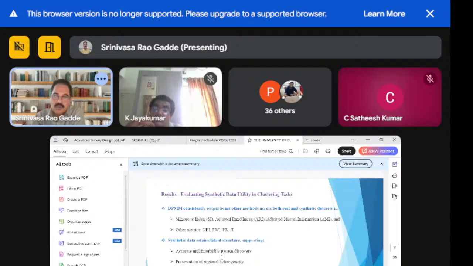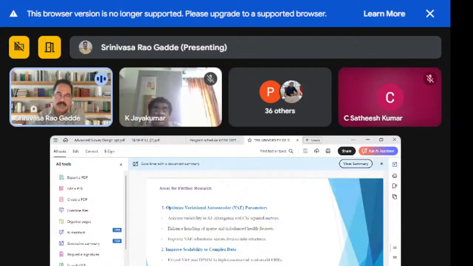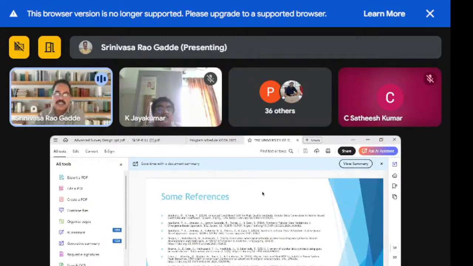So that is the end of the presentation. Maybe for future research work, one may consider these models, PAE for a parametric approach by using KL divergence and chi-square metrics, or someone may consider improving scalability to complex data sets by using different pattern models. One may consider these as future research work. So these are the observations. These are some references.